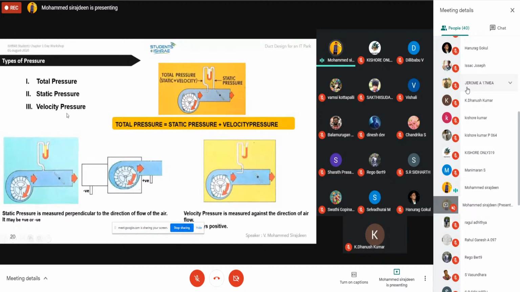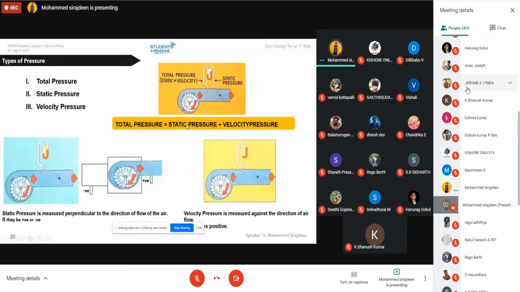Velocity pressure is measured against the direction of airflow. Okay, if air is going through this duct, we are going to measure against the air. That is called velocity pressure. The combination of static pressure and velocity pressure is called total pressure. But for duct design, it will not be useful for you.